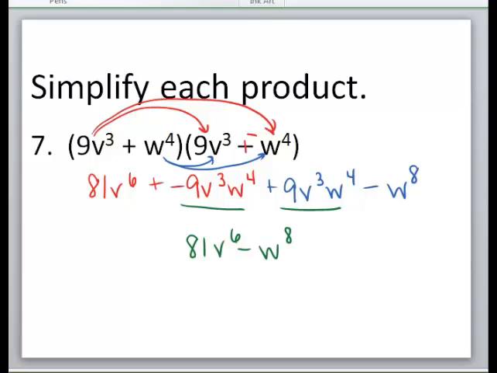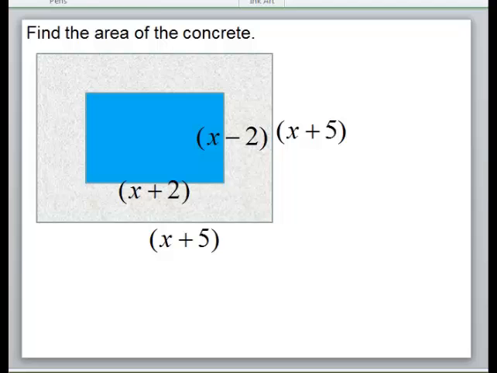This first one, I am supposed to find the area of the concrete, so this gray section. Well, if you think about it, what I want to do is subtract off my pool. So I'm going to find the area of the whole thing, which would be this x plus 5 times x plus 5, because I'd be doing length times width. And then what I want to do is subtract off the pool part. So I'm going to go ahead and put a minus sign here.